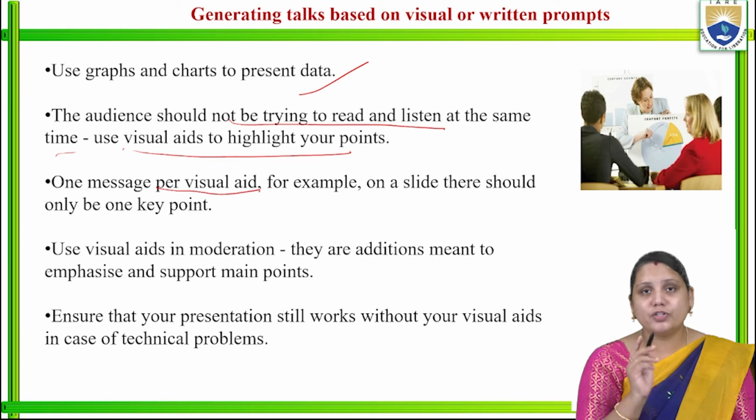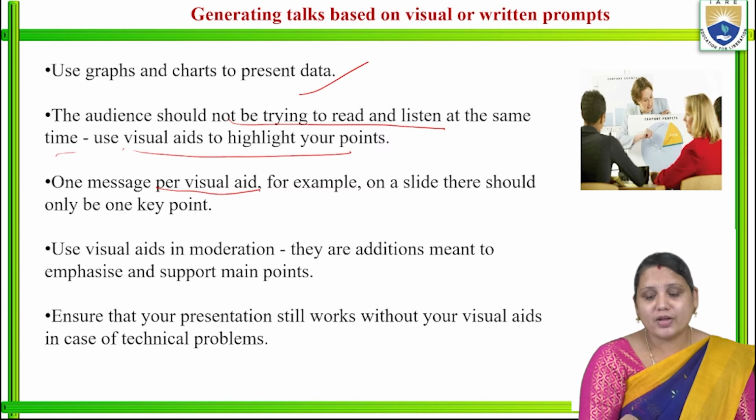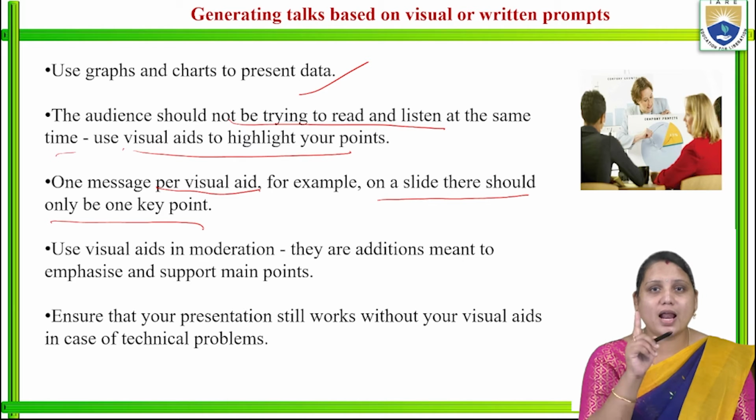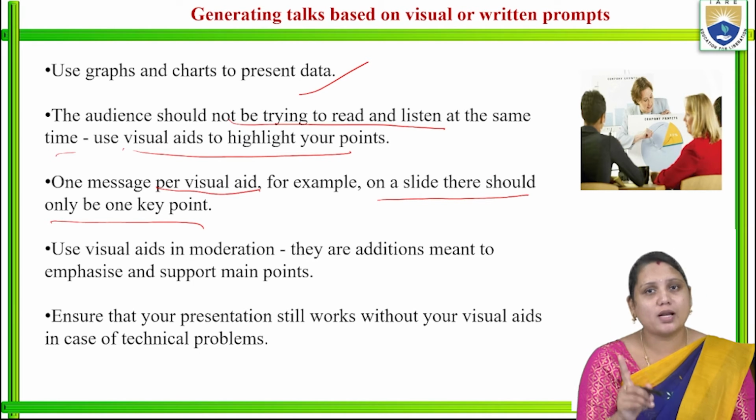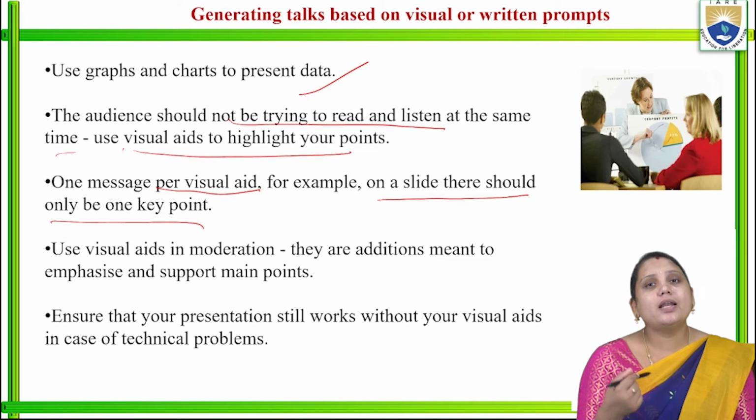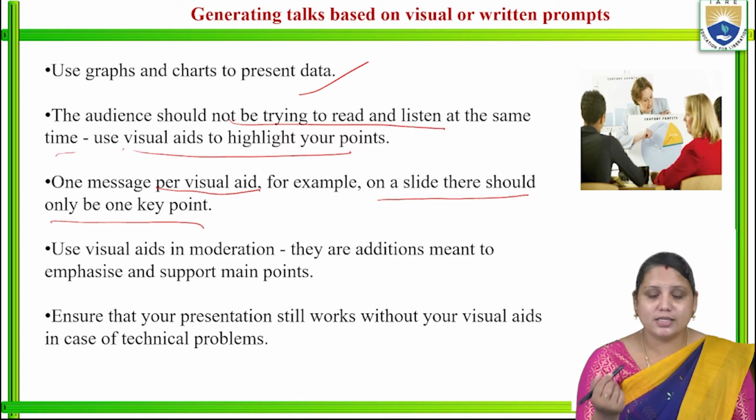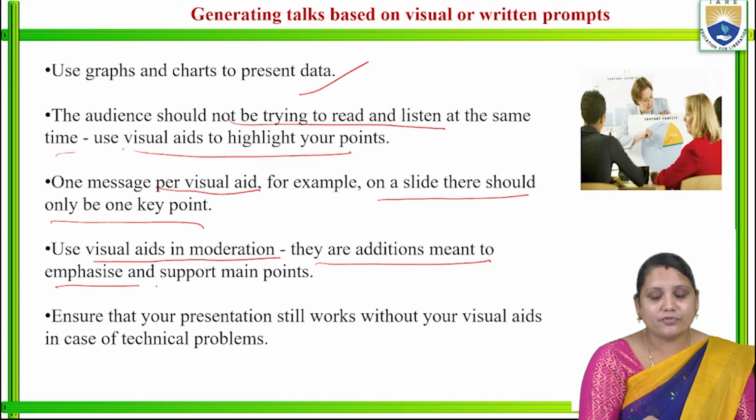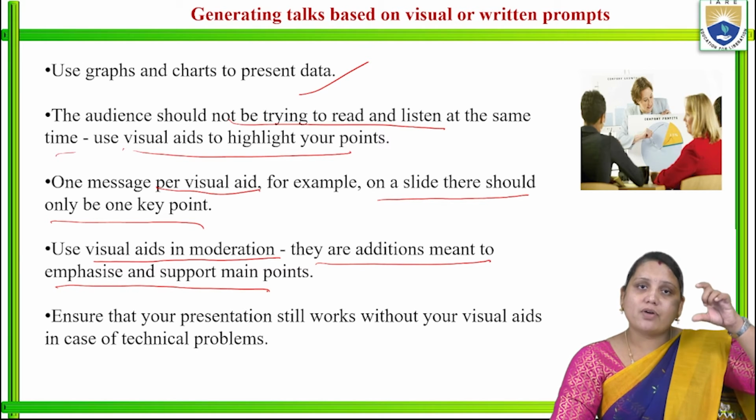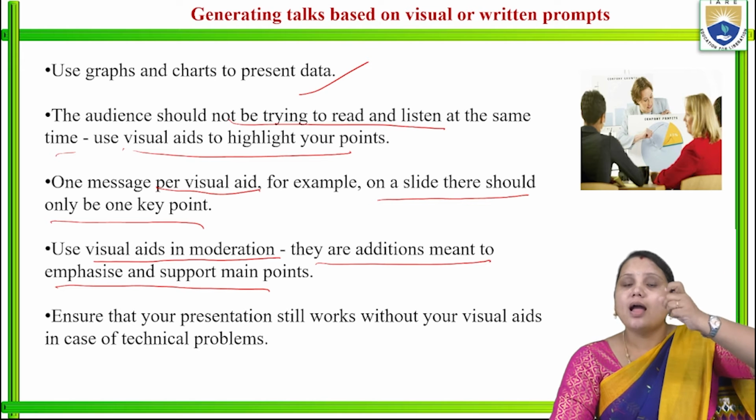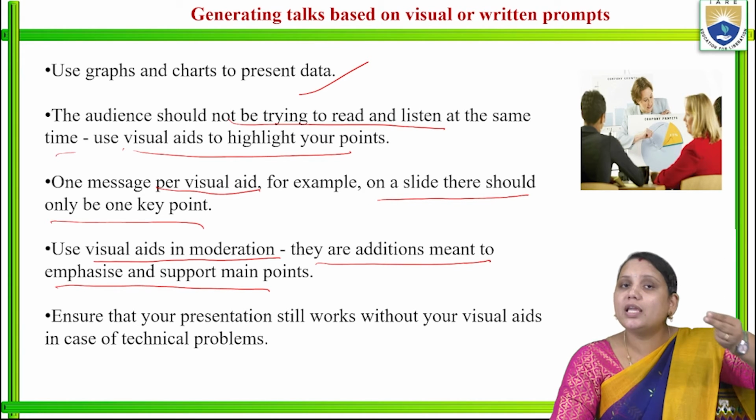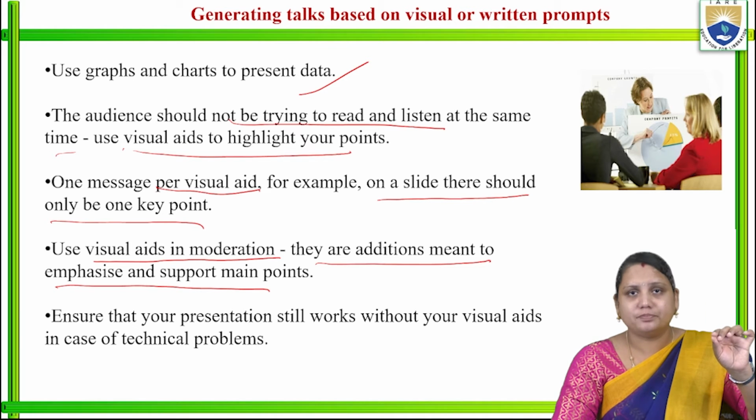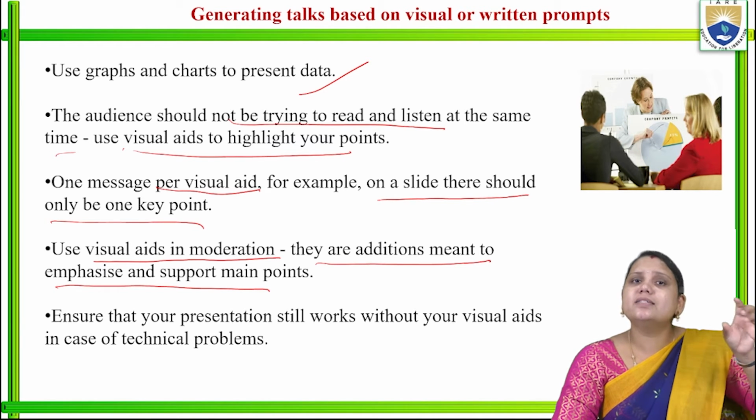One message per visual aid. See that one visual aid has one message. Don't mess up with 2 or 3 points such that it is confusing. For example, on a slide, there should be only one key point. One key point for one slide. Stick to this. This will surely make a good impact on your listeners. Use visual aids in moderation. They are meant to emphasize and support main points. So, for one slide, you will take one key point and you will explain and emphasize that key point in 2 or 3 terms. In that way, you can emphasize a slide.